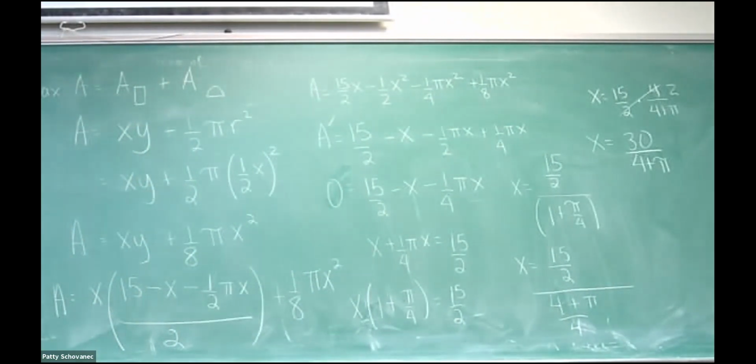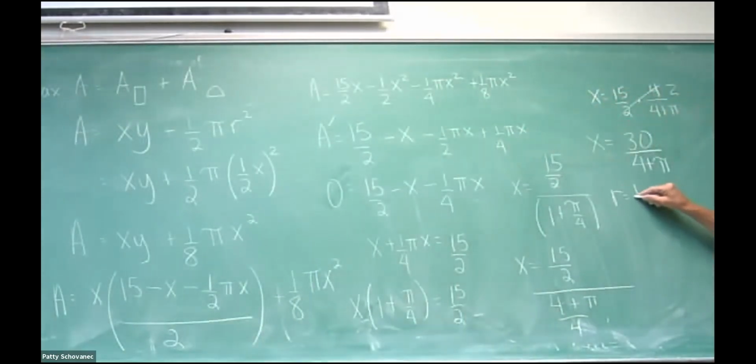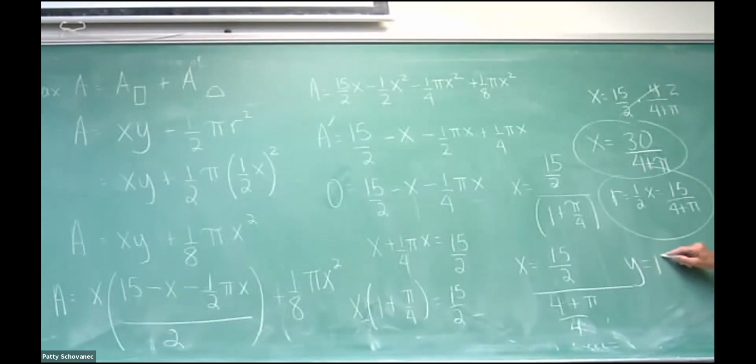So gosh, then we have to go get y. That looks kind of messy. You just put that x right here. And there's r. So r is 1/2 of x. So 1/2 of that gives me 15 over 4 plus pi. And y is the messy one. Where's y? 15 minus x minus half pi x, all divided by 2. And I've lost interest in simplifying.